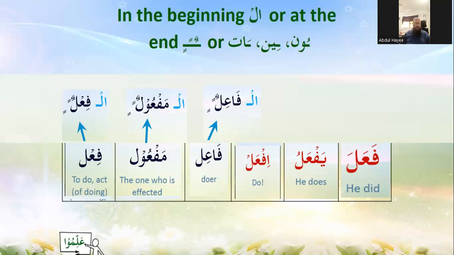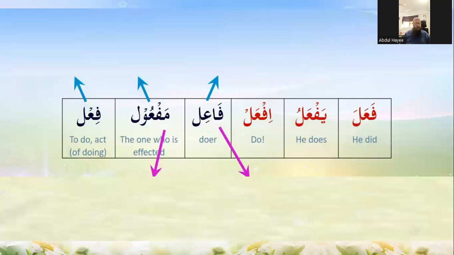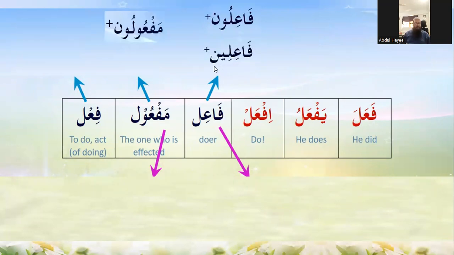What about this feminine part? Yes, we can have the feminine part, but before going to that, we can have the plural also. From fa'il, we have fa'ilun and fa'ilin. From maf'ul, we have maf'ulun and maf'ulin. In the same way, look at the feminine.